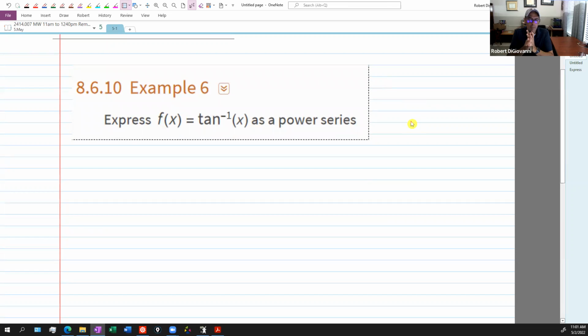We want to remember what we did last time. There are certain functions we can represent as power series so long as we can somehow connect them to the series sum n equals 0 to infinity of x to the n, which is 1 plus x plus x squared plus x cubed plus dot dot dot, so long as the absolute value of x is less than 1. We are very limited in what we can do, but there are quite a few things we can do.